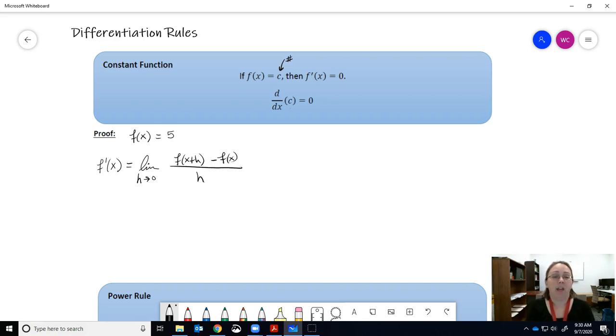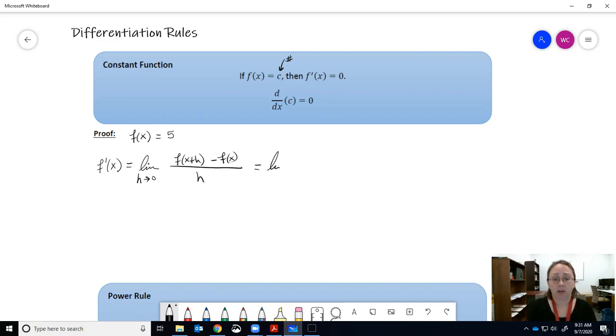All right, now, this is my function f of x. So how do I find f of x plus h? I take x plus h and I plug it in for x. But there's no x here. So if I plug in x plus h, it's still going to be 5. That's what a constant function is. A constant function means it is always 5. No matter what you plug in, the answer will still be 5.